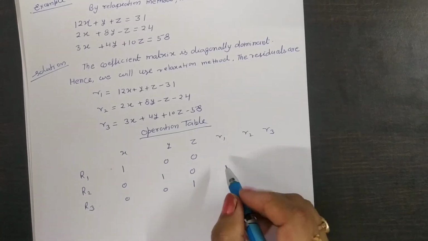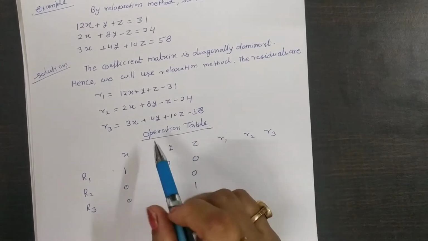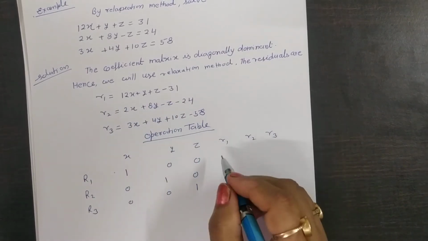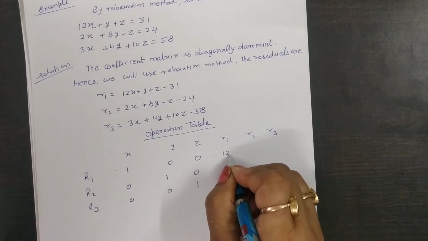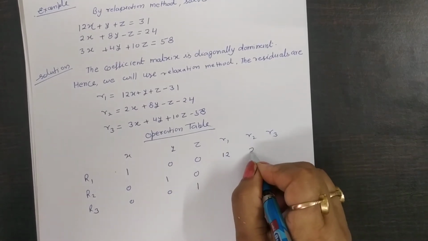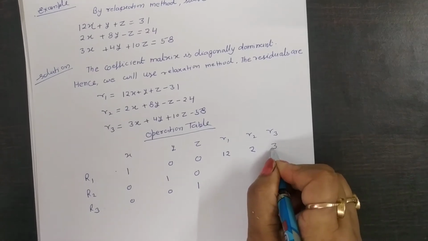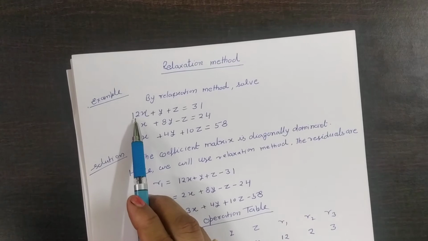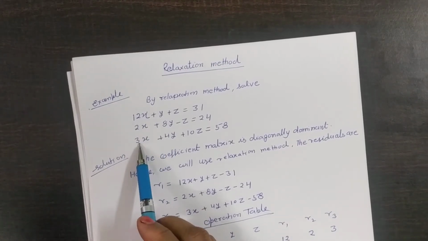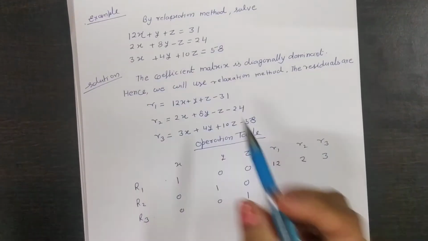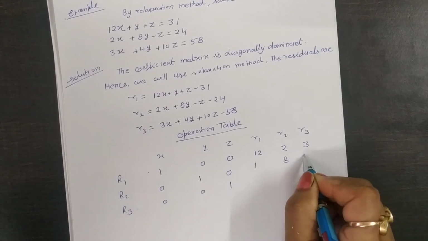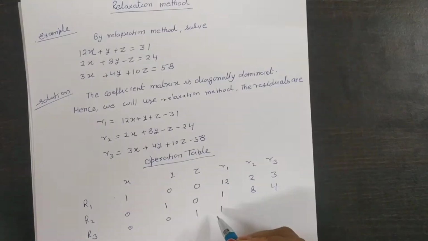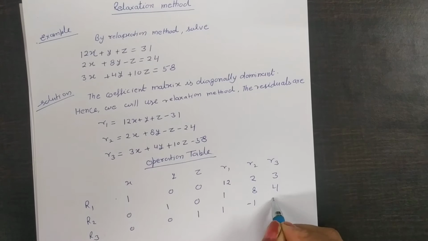Here, the first one is the residuals. The coefficient of x is 12 in the first row, 2 in the second row, and 3 in the next. Now for y, the coefficients are 1, 8, 4. And for z, they are 1, minus 1, and 10.